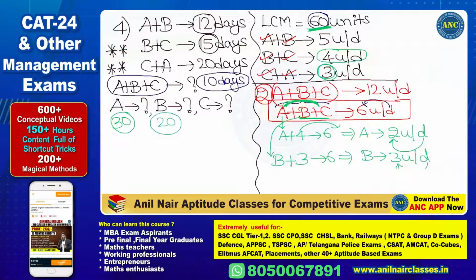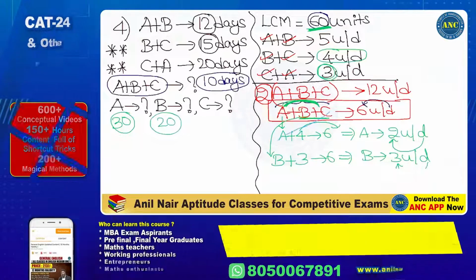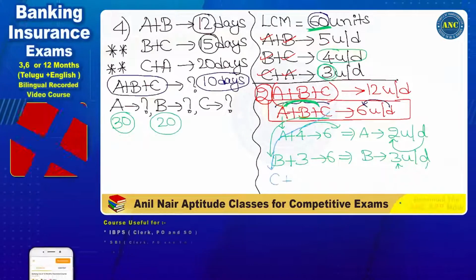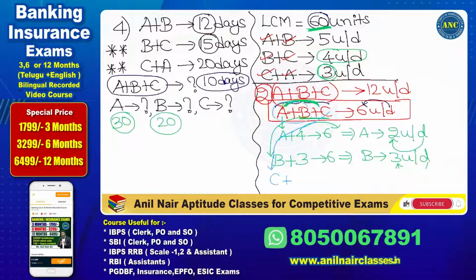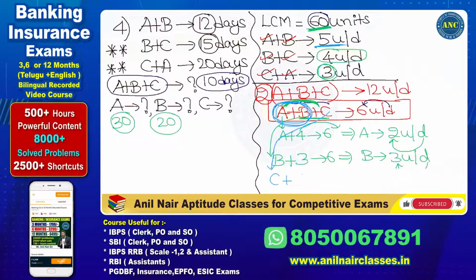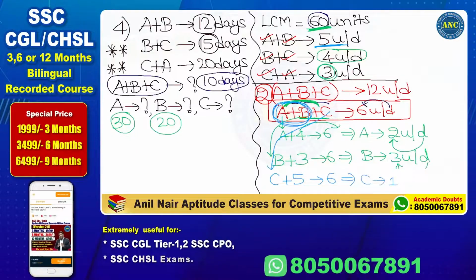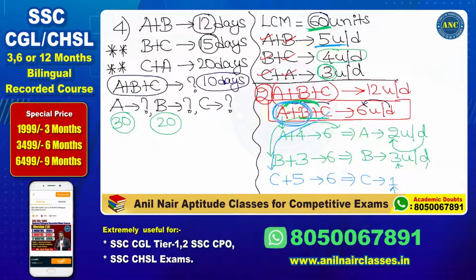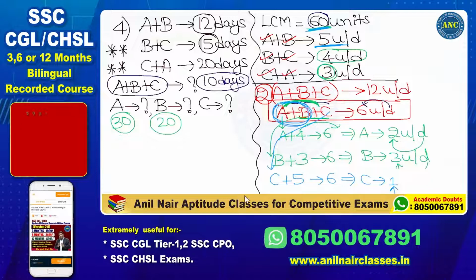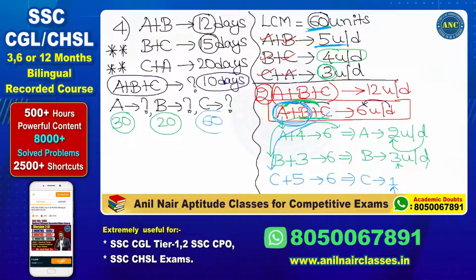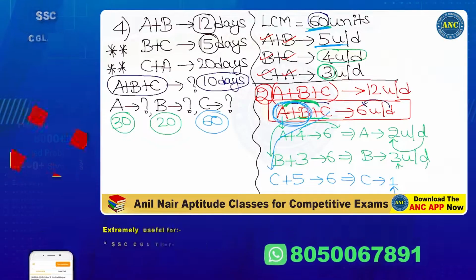No, it's not possible. Similarly, the last value: if you want to find C alone, keep C as it is. How much is A plus B? A plus B is nothing but 5 units per day. C plus 5 is 6. C is equal to 6 minus 5. It is 1 unit per day. In one day, it is 1 chocolate. To complete 60 chocolates, C will take 60 days. Beautiful way of solving the problem.